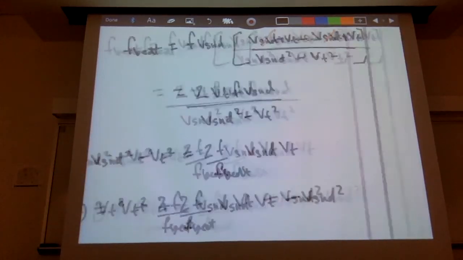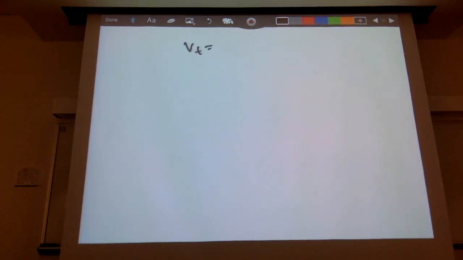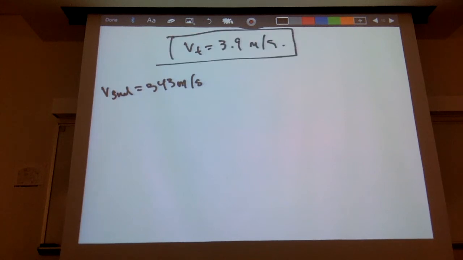What we finally get then is that the speed of the truck, and here again I'm using the speed of sound in air, 343 meters per second, works out to be 3.9 meters per second. This is the speed of the truck. Okay? Not too bad.